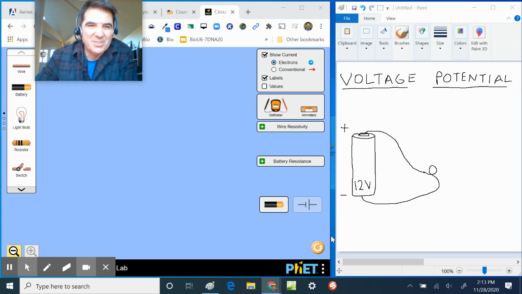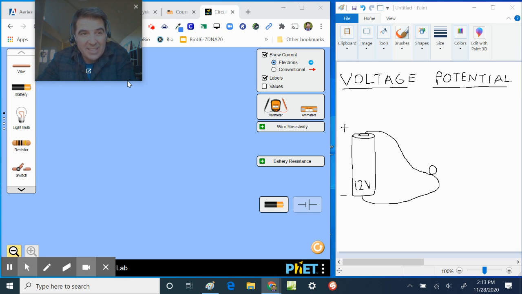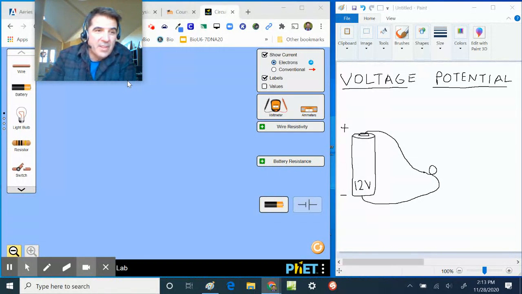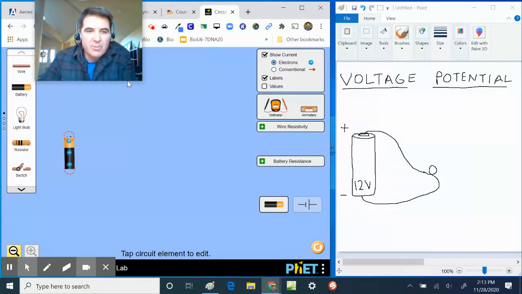Howdy. So today we are going to do an electricity lab, and we're going to do it in the class and asynchronously at home. And so let's start off with what the heck is a battery, and what are the parameters that we're going to be studying with batteries.